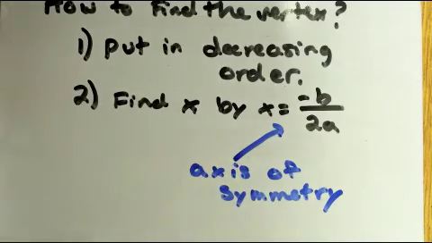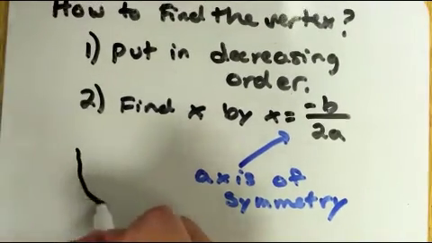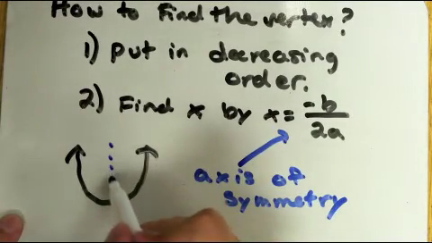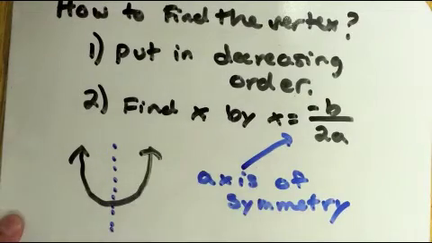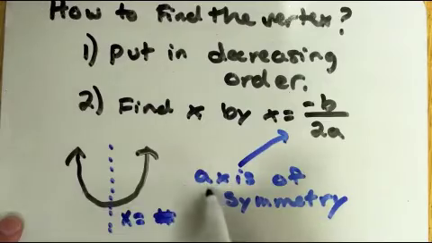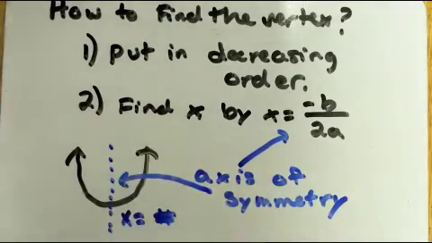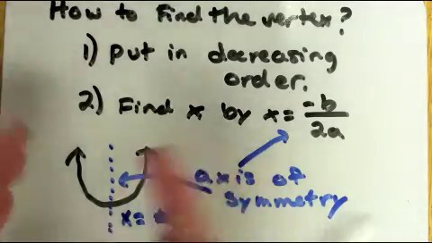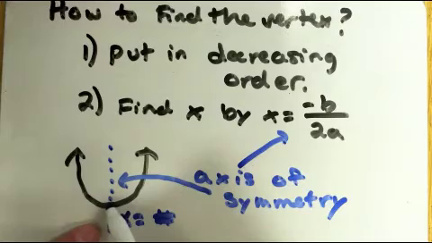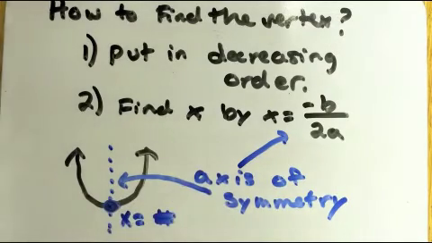So let me show you what I actually mean. If we have a parabola like this, we are trying to find this. We're looking for x equals some type of a number, and this is the axis of symmetry. So it splits it in half, it perfectly makes it symmetric. Okay, so we found our x value for our vertex.